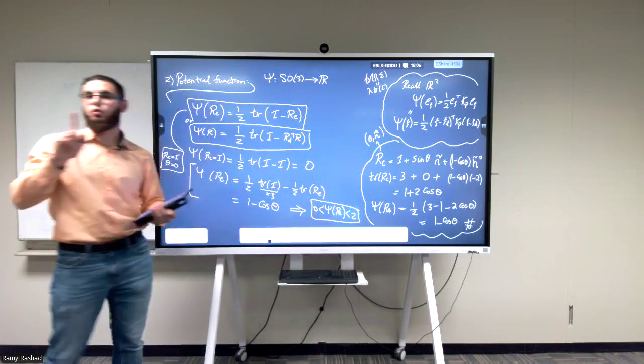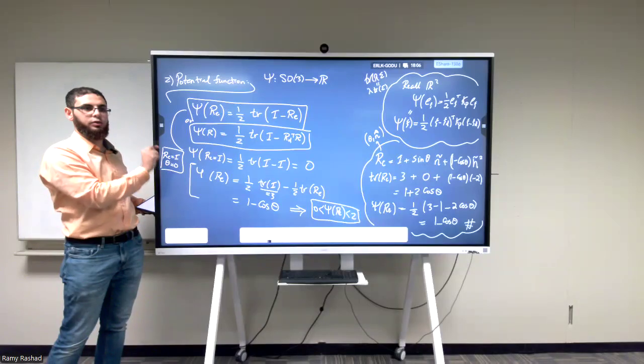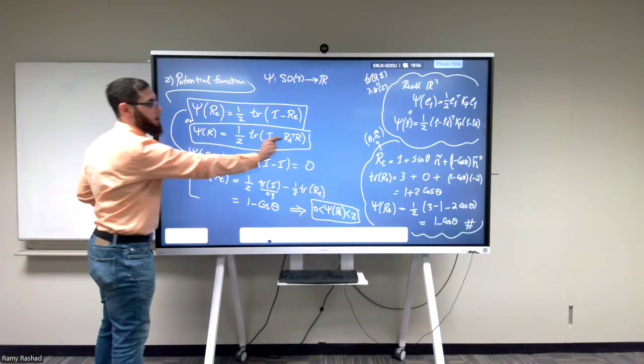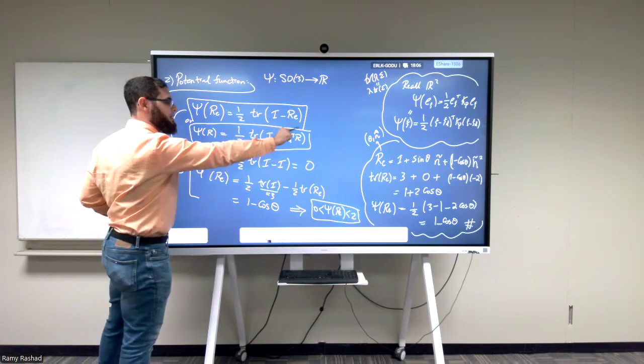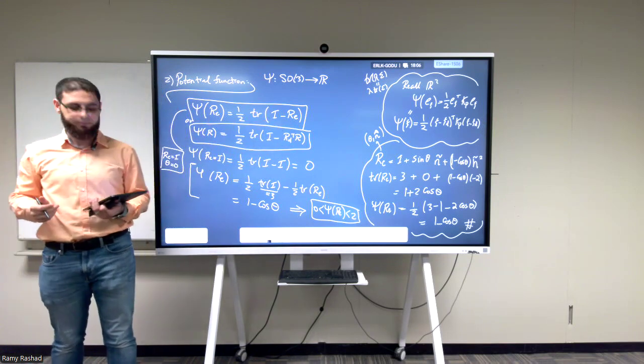And it's only 0 when theta is equal to 0. And theta is equal to 0 only when R_E is equal to identity. And R_E equal to identity means that R and R_D are the same frame. Okay, so they are the same thing.